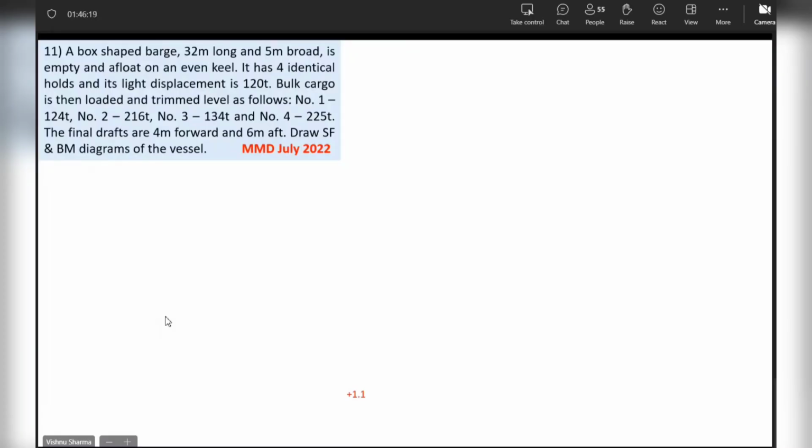It came as late as July 22. It had never come before that. It first time came in July 22. Okay. Here is the vessel, 32 meter long.